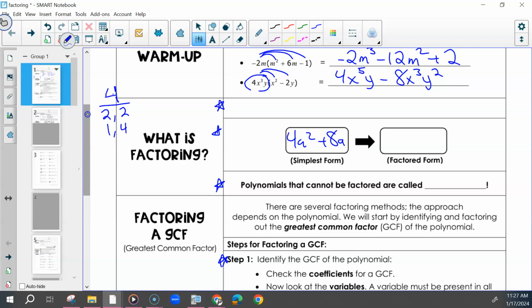Let's do the same thing for 8. What times what would give us 8? 4 times 2, and 8 times 1. Always use the 1 times itself. Now, looking at these two, what number do they have in common? What is the highest number they have in common? 4. So that would be our, what is called a GCF, greatest common factor. We'll talk more about that in a second.